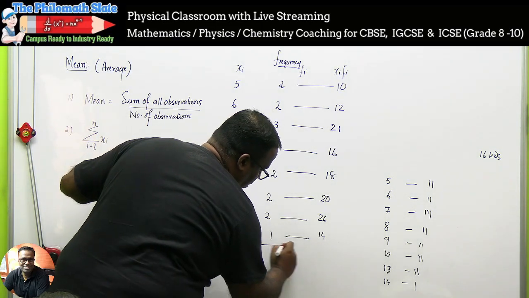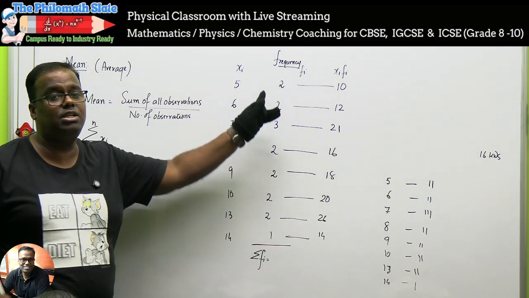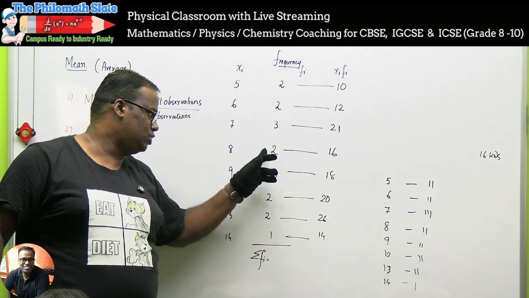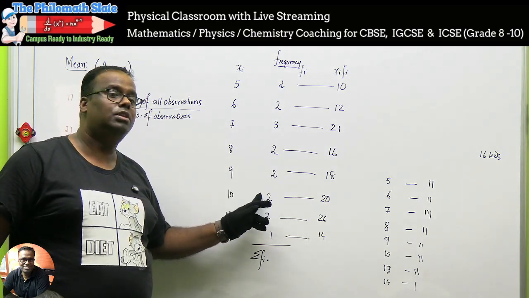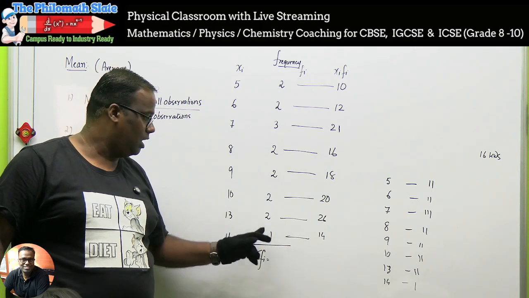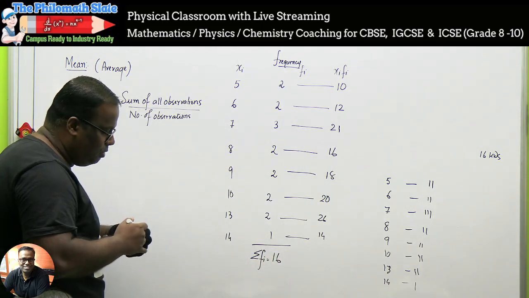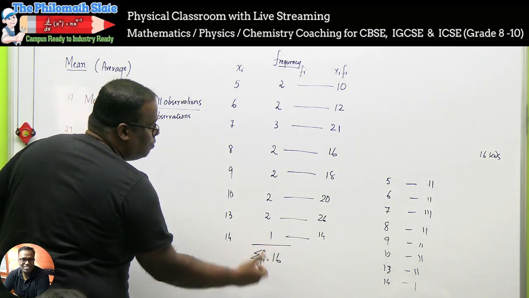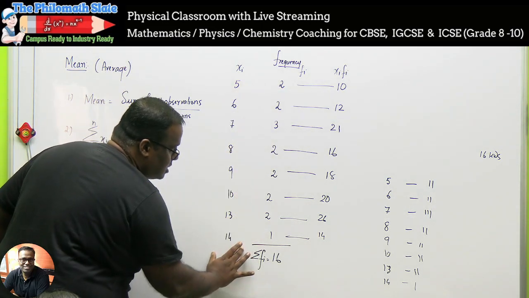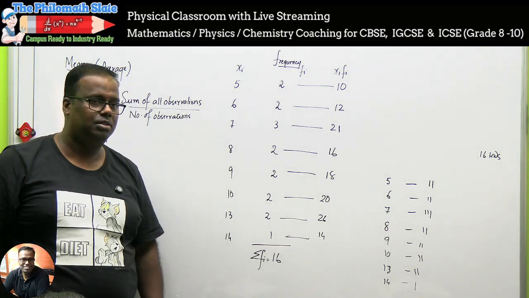Add up all the frequencies. So we add up sigma of all the frequencies. This must come to 16, because we had 16 kids in the class. 2 plus 2 is 4, plus 3 is 7, plus 2 is 9, plus 2 is 11, plus 2 is 13, and 2 is 15, and 1 is 16. Exactly matches. 16 kids. Now what is the beauty of this chart? 16 kids were distributed in these ages with their respective counts. That is how you understand it. It makes your job easier, right?